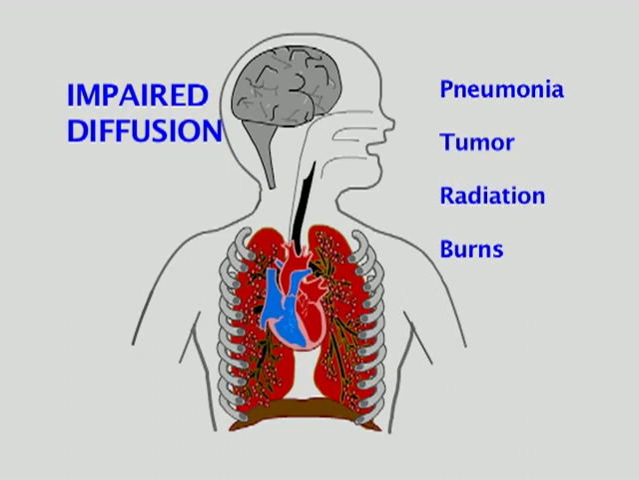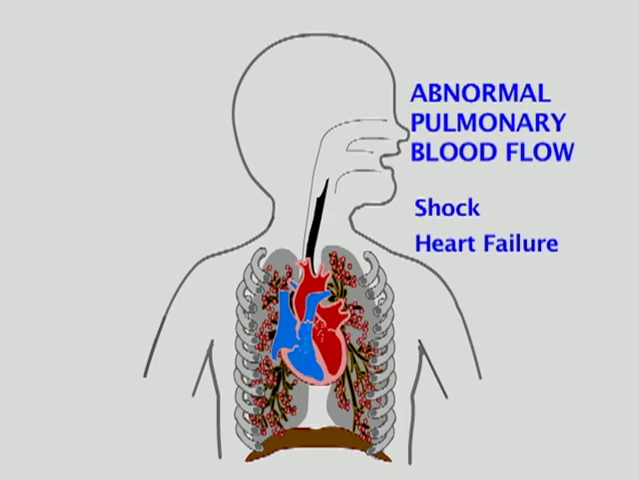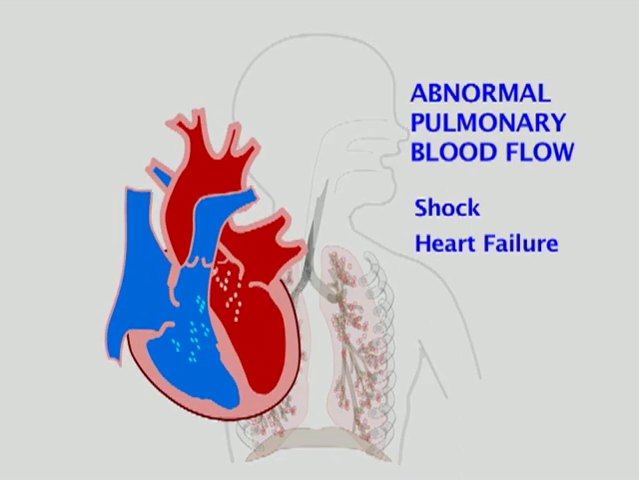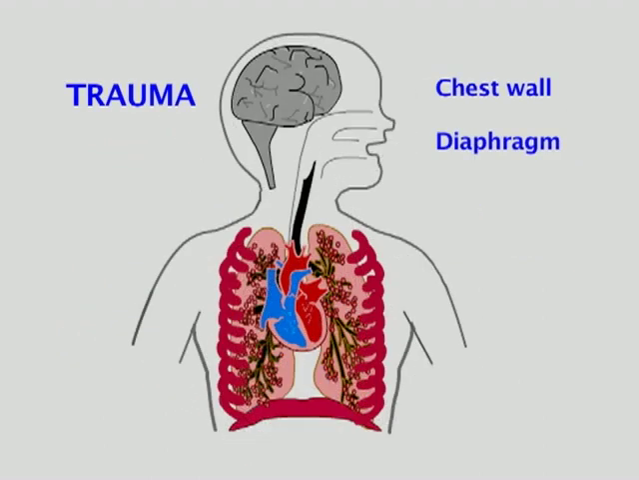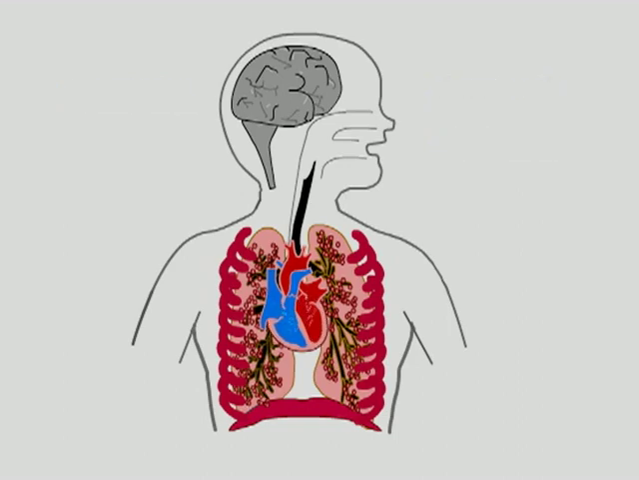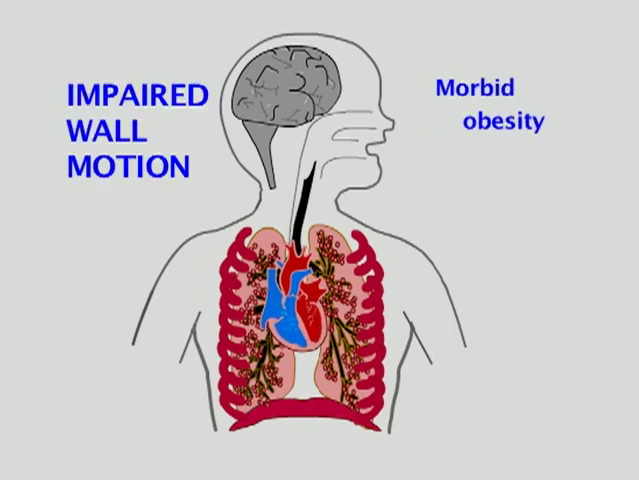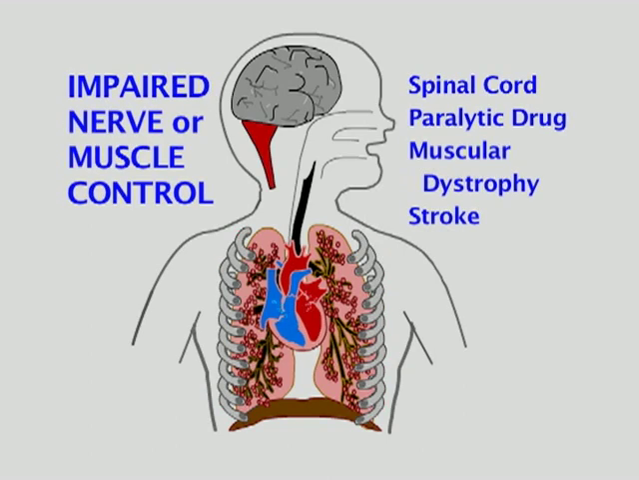Impaired diffusion of gas from alveoli to capillaries, such as pneumonia, tumor, radiation, or burns. Abnormal pulmonary blood flow, such as shock or heart failure from any cause. Chest wall or diaphragmatic injury, such as broken ribs or ruptured diaphragm. Impaired chest wall and lung motion, such as extreme obesity. Impaired nerve or muscle control, such as spinal cord injury, paralytic drug effect, muscular dystrophy, or stroke.